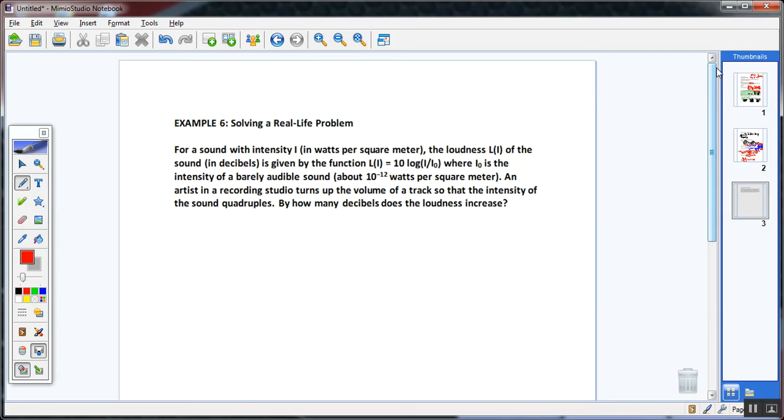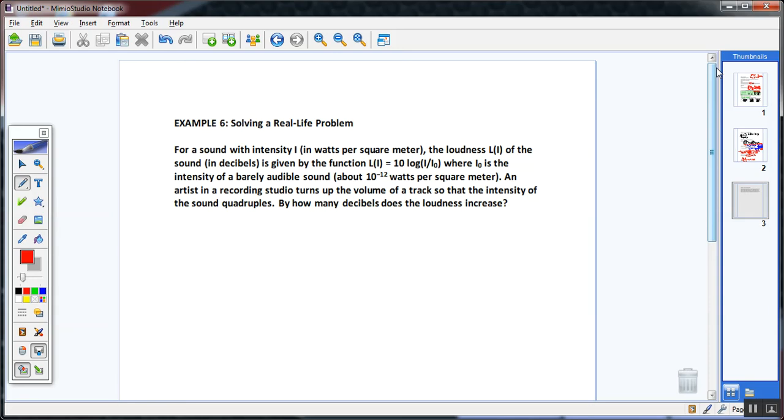Ooh. This looks kind of tricky. Solving a real life problem. How about a volunteer to read that for me? There's a lot of big words in this. I love it when they throw big words in there to try and confuse us. Thanks, Jasmine. For a sound with intensity I in watts per square meter, the loudness L of the sound in decibels is given by the function L of I equals 10 log of I over I sub 0, where I sub 0 is the intensity of barely audible sound, about 10 to the negative 12 watts per square meter.